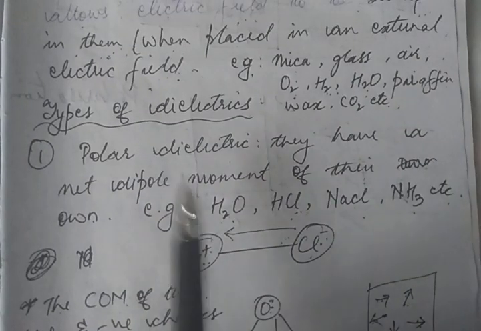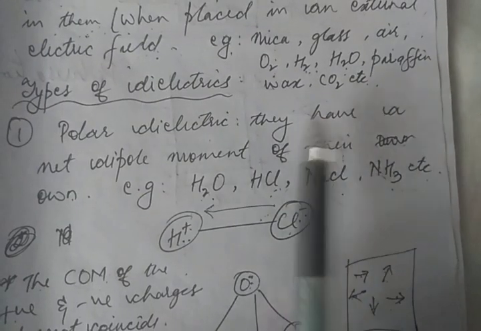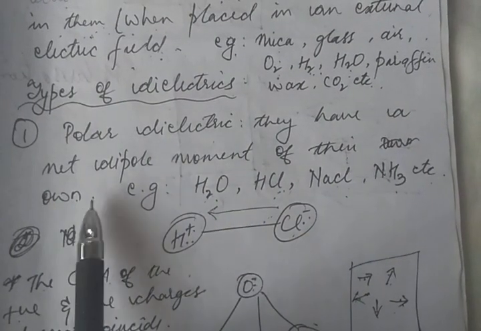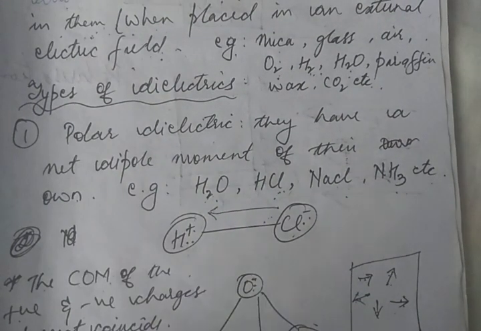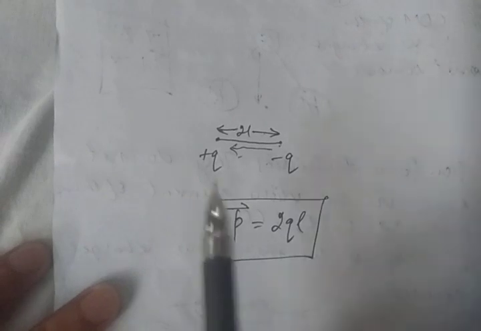So what are polar dielectrics? Polar dielectrics are those dielectrics which have a net dipole moment of their own. Now don't forget what an electric dipole is. I've already drawn it over here. Two equal and opposite charges separated by a very small distance, which we have generally represented by 2L, is called an electric dipole.